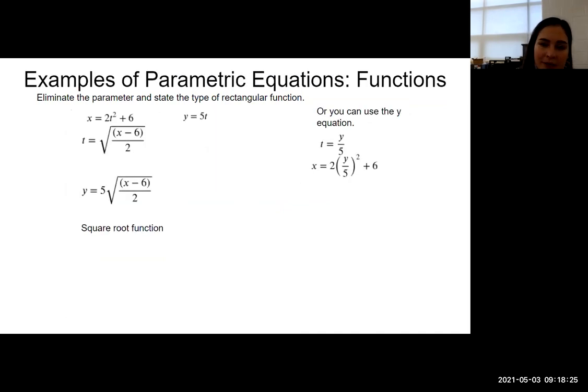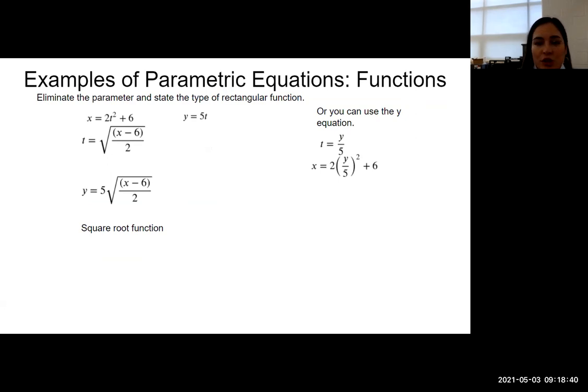Okay, there are some other examples that we could do. Basically, we're still solving your x equation for t and substituting it in for y. It's not just linear and quadratic that are possible. You could have an exponential function. You could have a square root function. You could have any type of function.